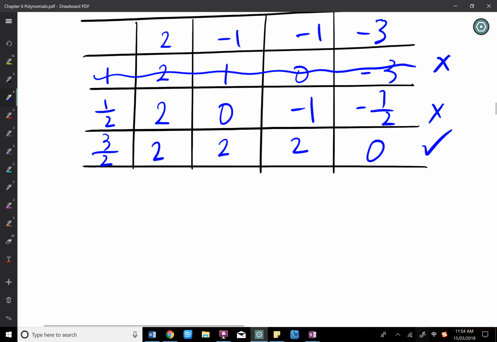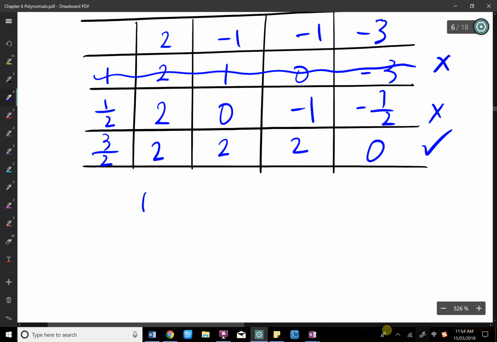No, well, it doesn't matter. So the factor will be x minus 3 over 2. And then what we are left with is 2x squared plus 2x plus 2. Okay, that's what we have.